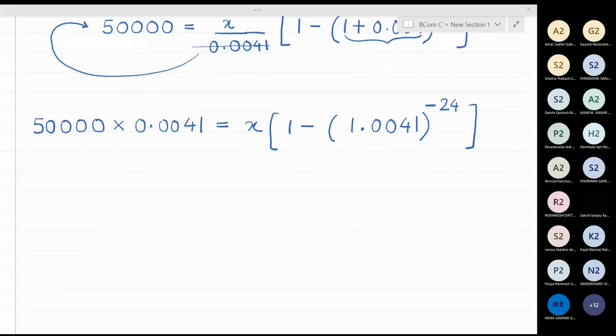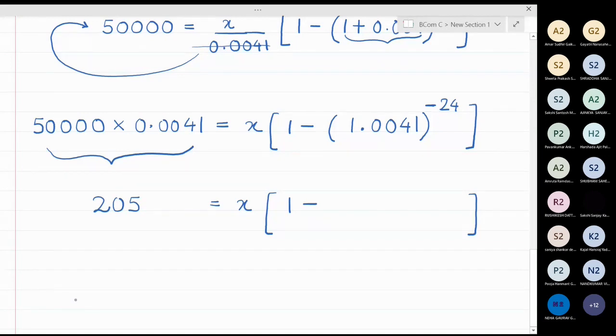Now I will go into my calculator and calculate what is 50,000 multiplied by 0.0041. 50,000 multiplied by 0.0041 comes up to be only 205. Let me recheck. 50,000 multiplied by 0.0041 will just come up to be 205. This multiplication is only 205. So I will write 205 is equal to x into bracket 1 minus.